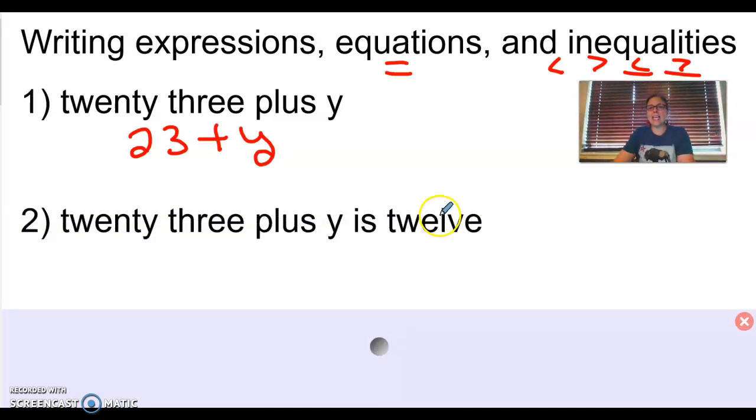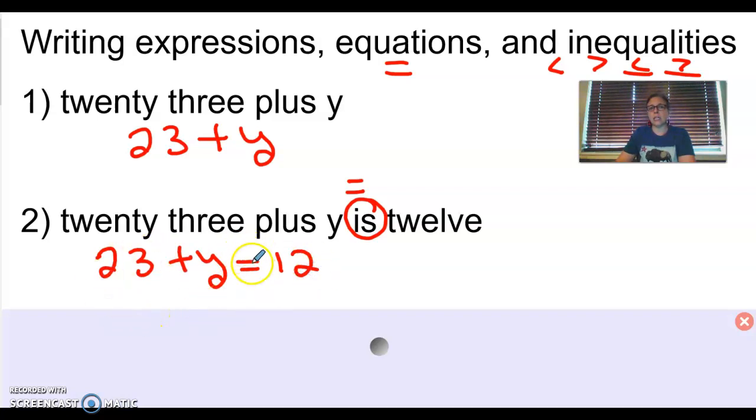23 plus y is 12. That is our equal sign. Okay, so you're going to say 23 plus y is 12. So now it's an equation. So this is an expression. This is an equation. I'm just going to abbreviate.